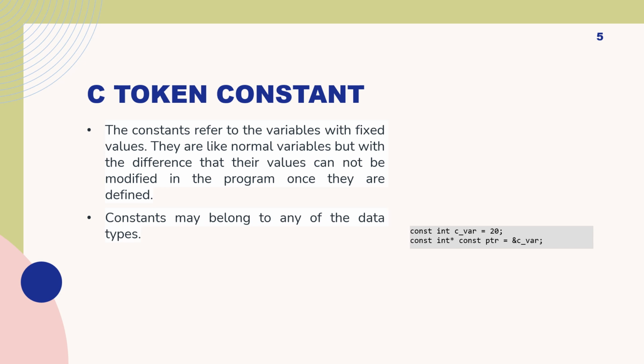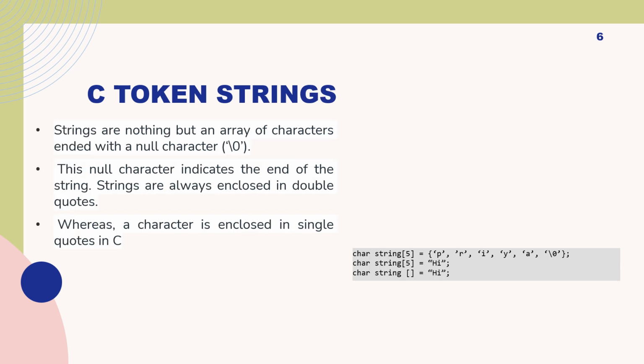The symbols which are related to pointers are the asterisk and the ampersand, which we will be reading out when we talk about pointers. And next we have the concept of strings. They are nothing but an array of characters which ends with a null character. The null character indicates the end of the string. Strings are always enclosed in double quotes. A character is enclosed in single quotes. So here you can see the different examples.